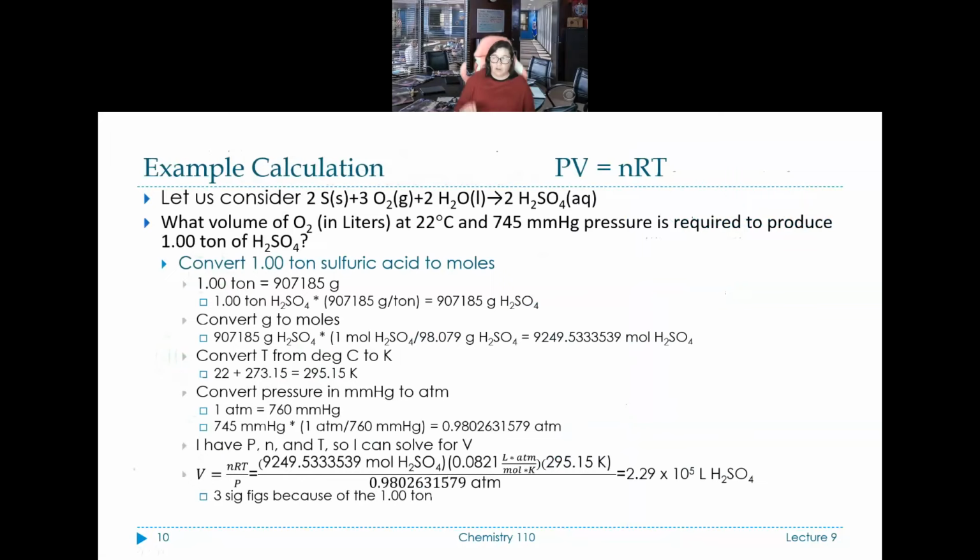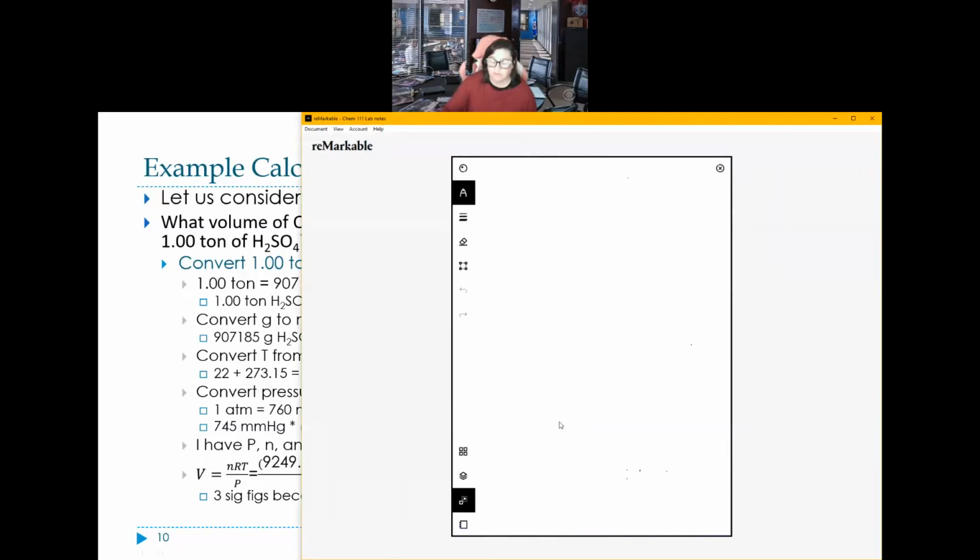Example calculation. Now, I've written the ideal gas equation again, PV equals nRT. Let us consider 2S solid plus 3O2 gas plus 2H2O liquid goes to 2H2SO4 aqueous. What is the volume of O2 in liters at 22 degrees C and 745 millimeters of mercury pressure is required to produce 1.00 ton of H2SO4? Oh my God, that's a lot of information. And I know a lot of people look at this and go, what am I supposed to do with that? Well, let's take a step back and let's start writing stuff down.